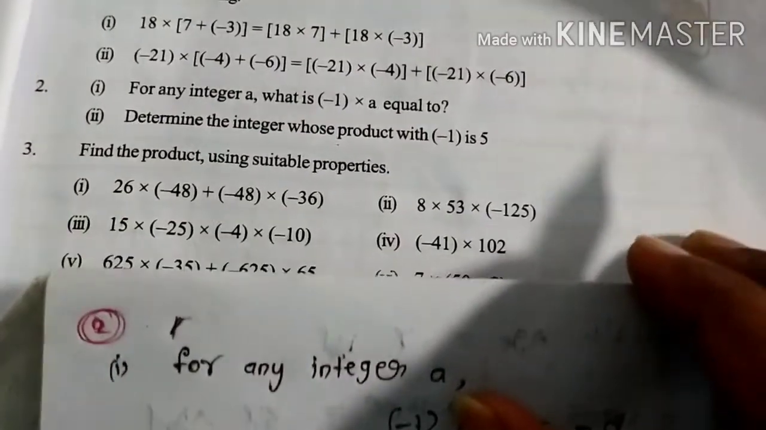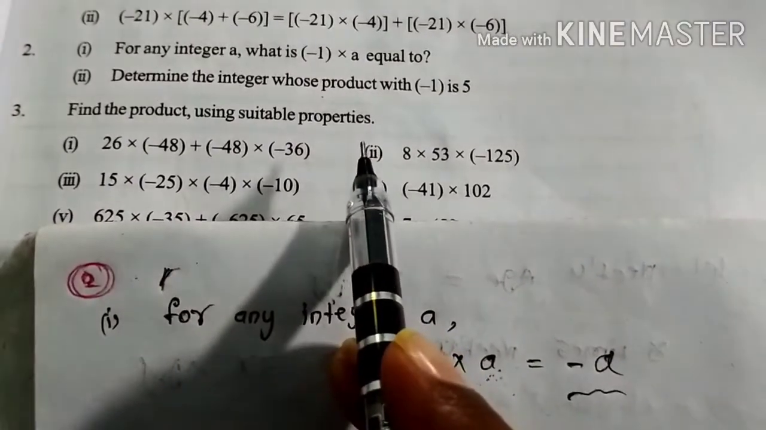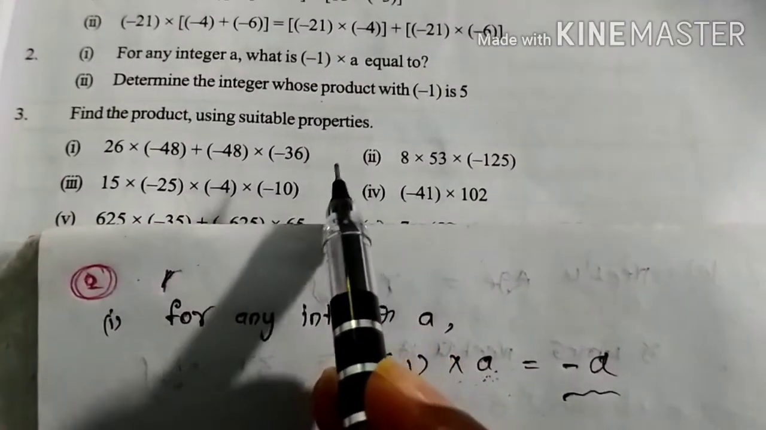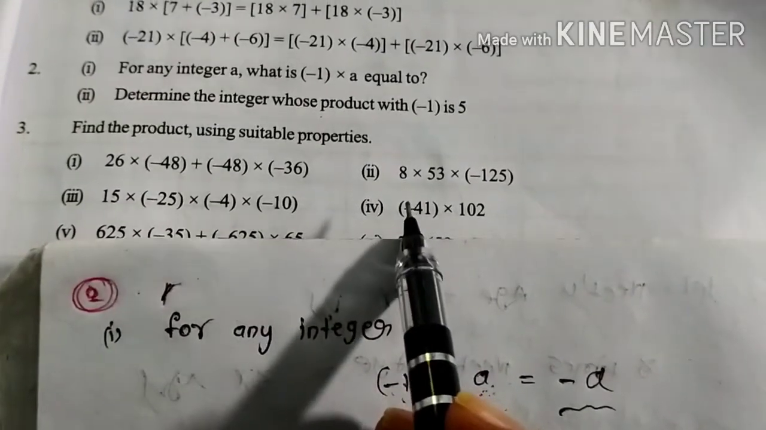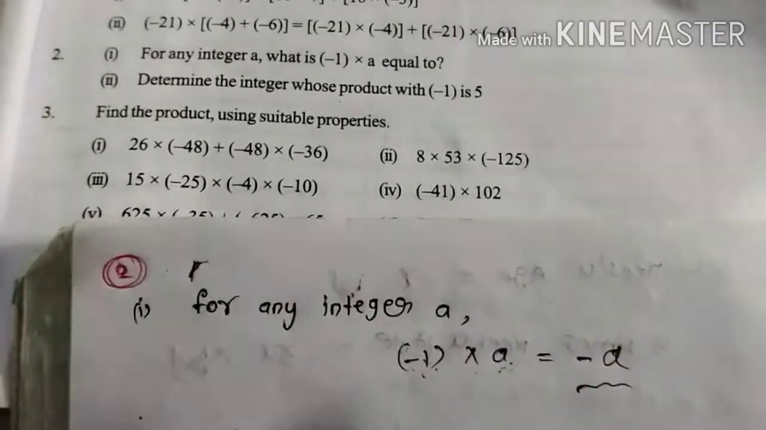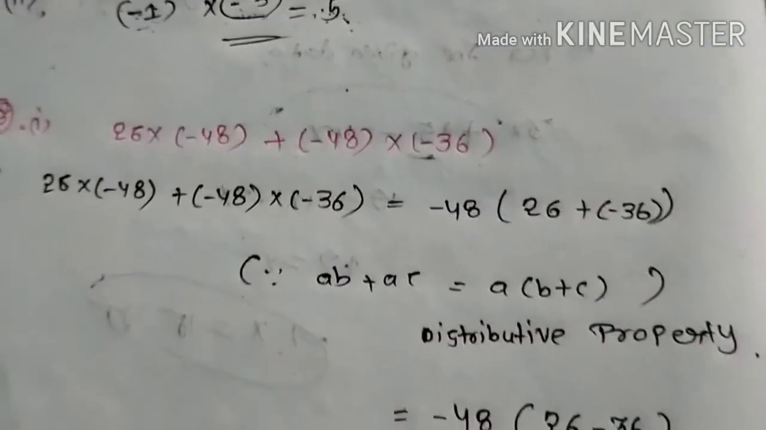Next you can see here find the product using suitable properties. You know that suitable properties I told already. You know that closure property, commutative property, associative property, distributive properties. Yes or no? Yes. You can use those formulas. You can find the solutions. See here detailed answers are available now.